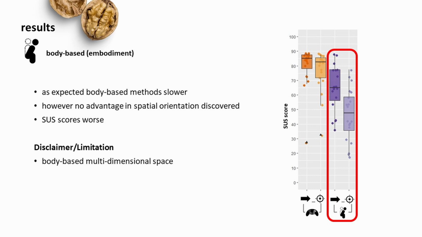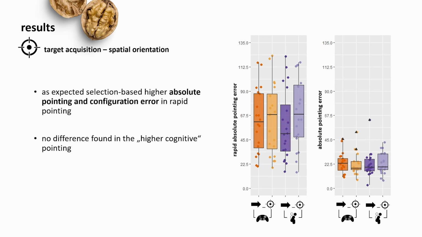We already mentioned that the degree of embodiment is not binary and likely multidimensional. Thus our findings can only be a first indication and not cover the whole design space. Moving on to the factor target acquisition.